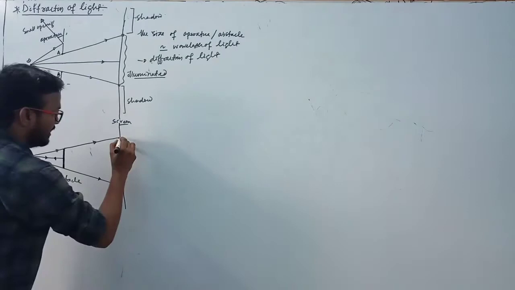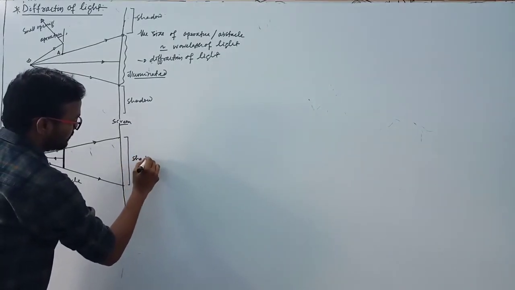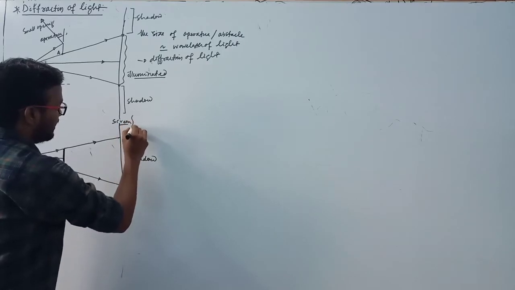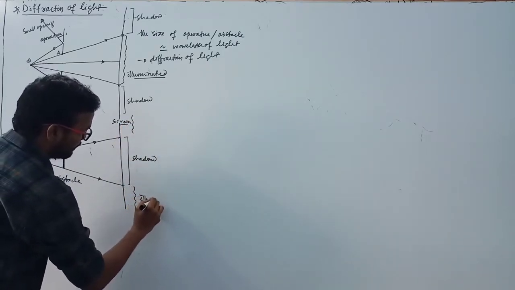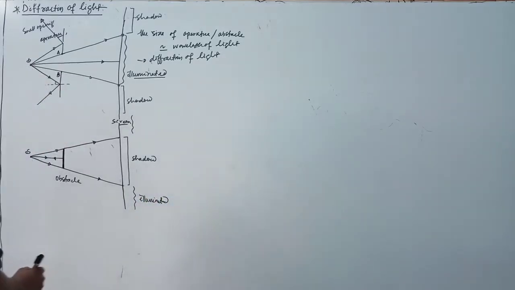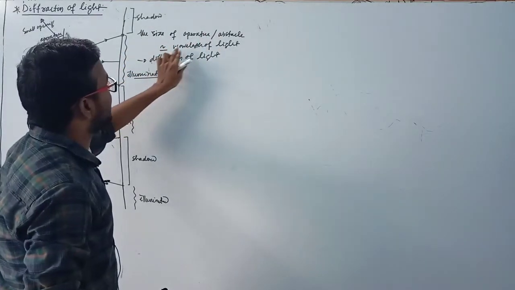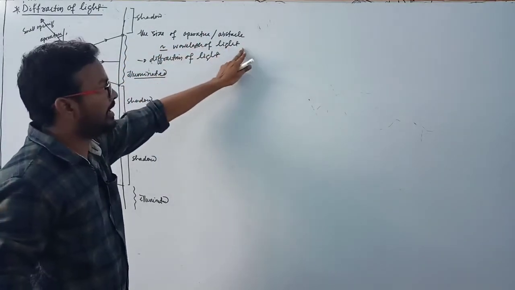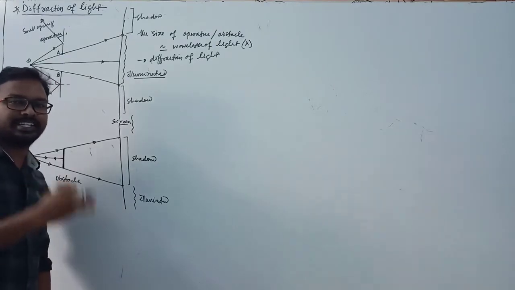Clear? Similarly, this region is the shadow region, and here there is light, and this is a bright or illuminated region. Clear? Okay. Now, when the size of the aperture or obstacle is nearly comparable with the wavelength of light, lambda, then we get a diffraction pattern. So what is diffraction? What is the meaning of diffraction?